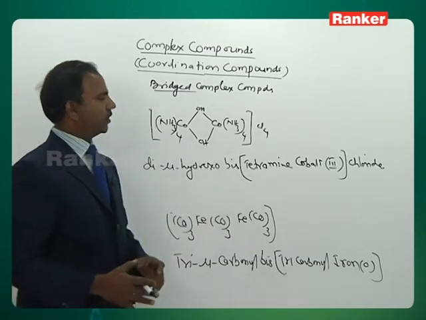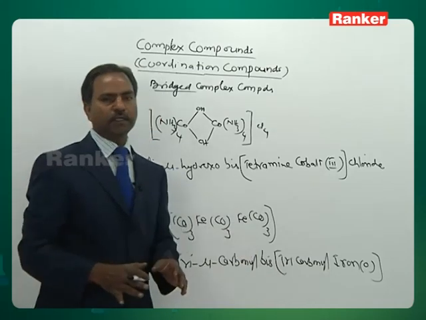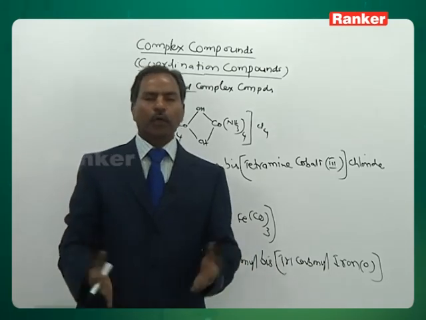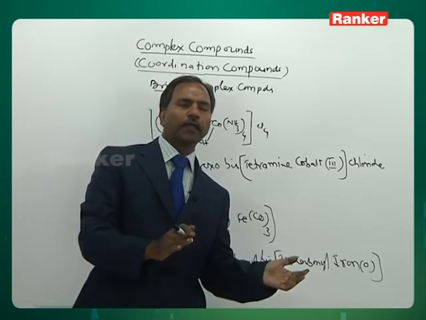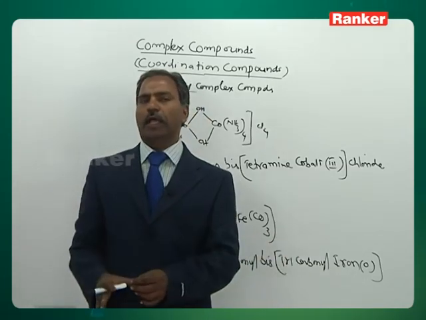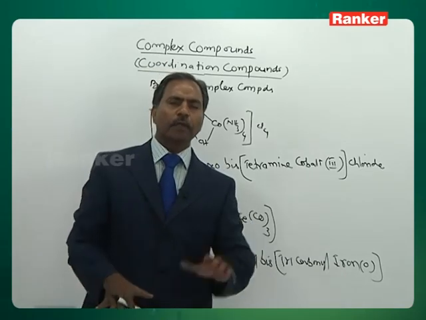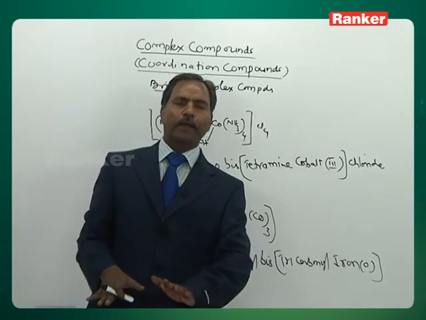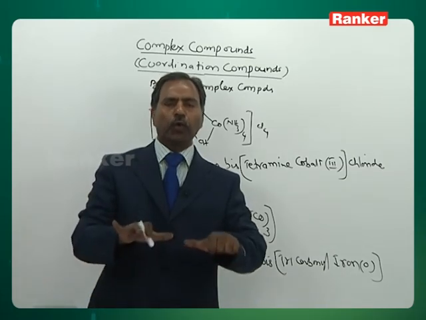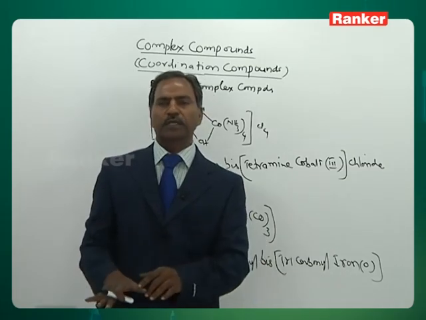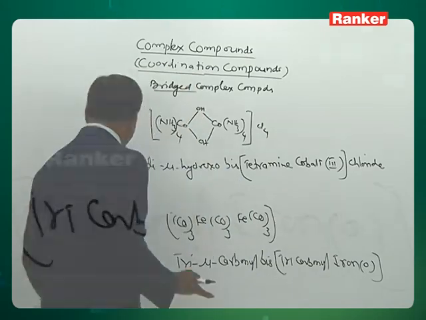And one more classification is there. In some cases, the complex compounds carry two coordination parts, one representing the cation, the other representing the anion. So, the complex contains a complex cation and anion. How to name those complexes? Neighboring coordination spheres are there.